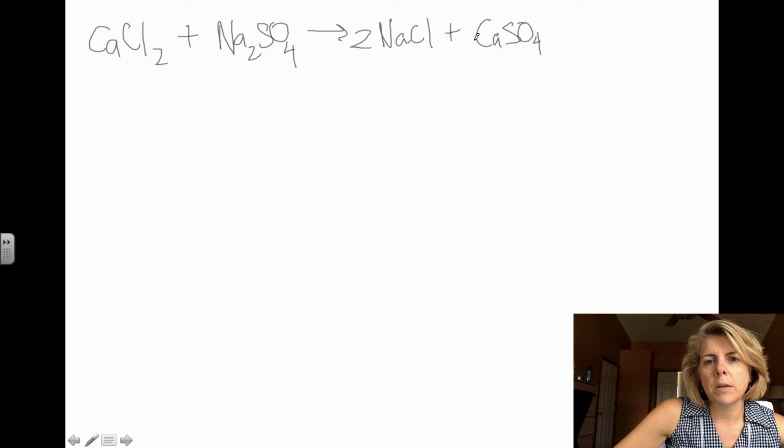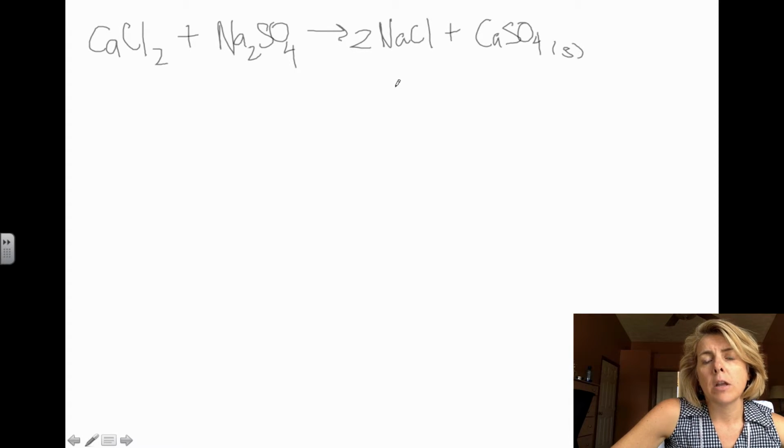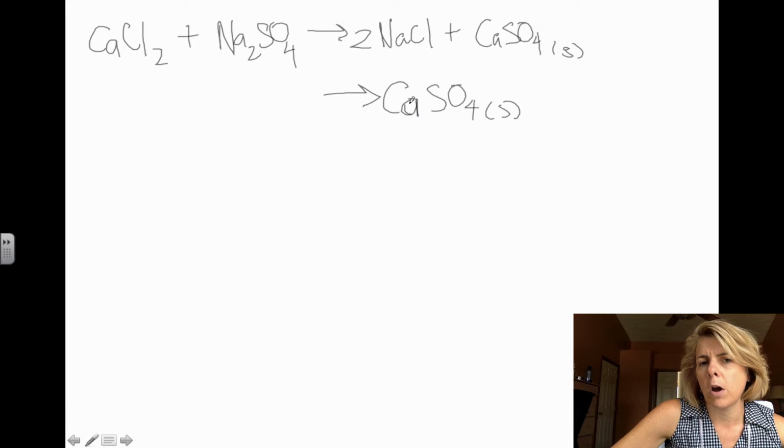Now, which of these two is going to be a precipitate? Calcium sulfate is. Salt is soluble in water, so hopefully you remember that from previous videos. So this would not be part of the overall reaction. So the way I would draw this is I would put CaSO4 solid as my product. This is going to be part of the overall reaction.